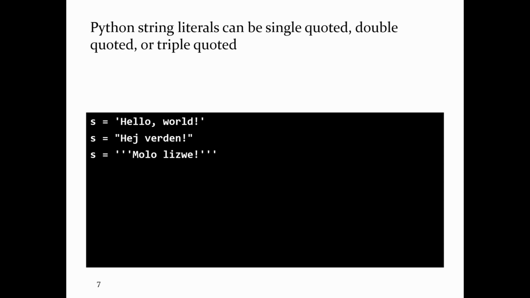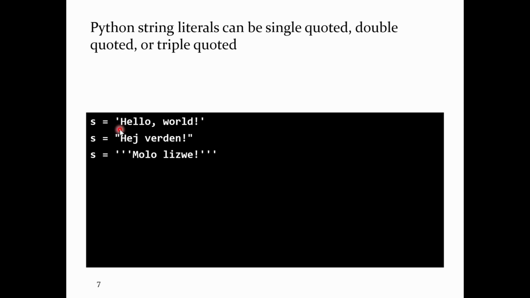Okay, so in Python, you can make a string using single quotes, double quotes, triple quotes, and probably many other variations thereof. So these are all valid strings. Single quote hello world, double quote, I don't know how to say that, I'm not Danish. Triple single quotes, I'm not South African either, so I can't pronounce that. Those are all valid strings in Python.